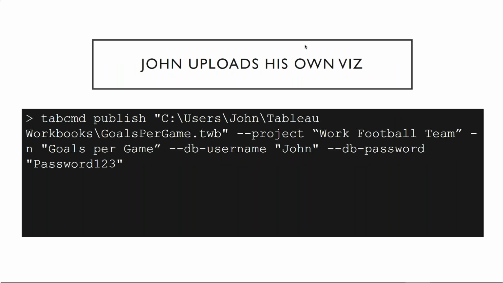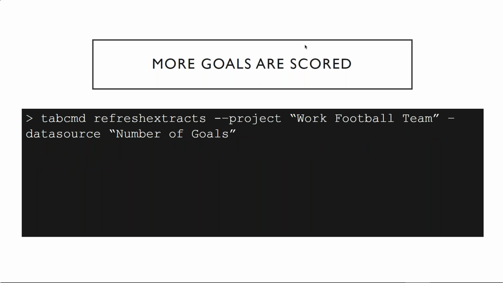So then John likes the data and he decides to make his own viz now that he's publisher. So he publishes a Tableau workbook called Goals Per Game into the project Work Football Team, and provides a very secure database password. But then more goals are scored and they're added to the spreadsheet, and then they're added to the TDE. So this is refreshed and updated.